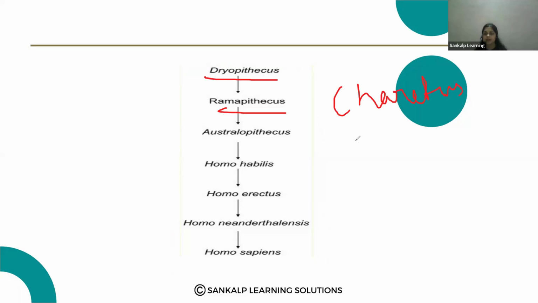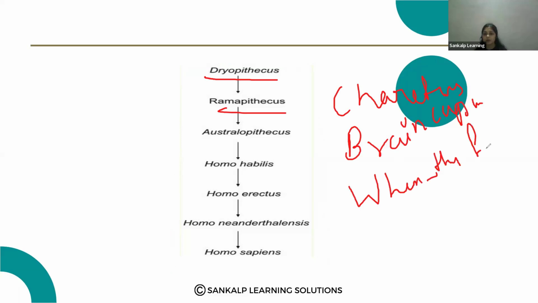of these characters. Then brain capacity, if brain capacity is given, when they evolved, when they were found, means 1.5 million years ago, or 2 million years ago, they have given like that. Then what are the features, there are different features where they evolved. For example, in which part of the earth, like for example some are found in Asia.